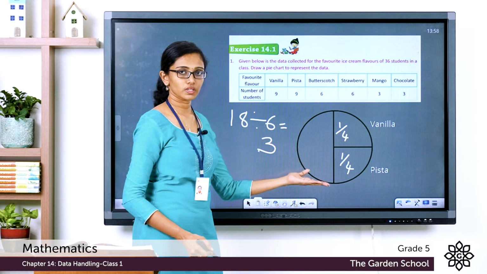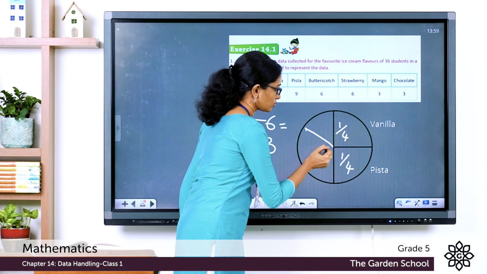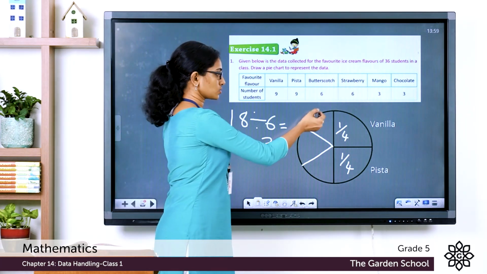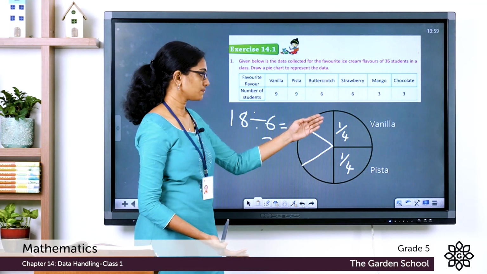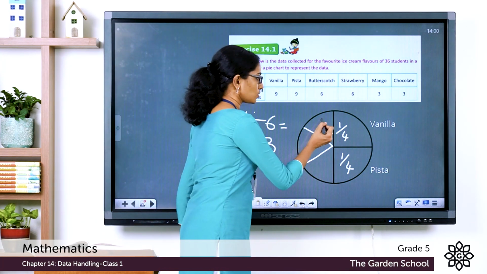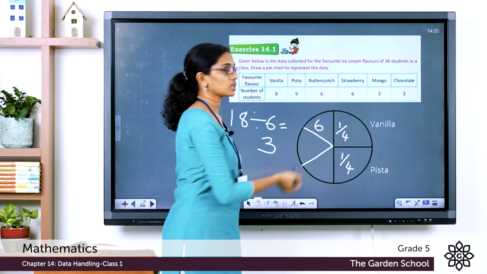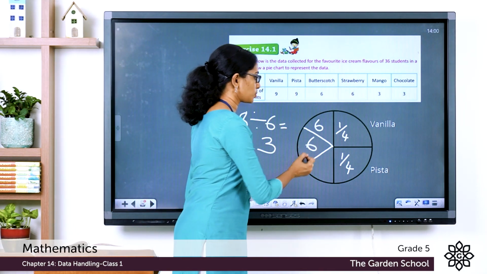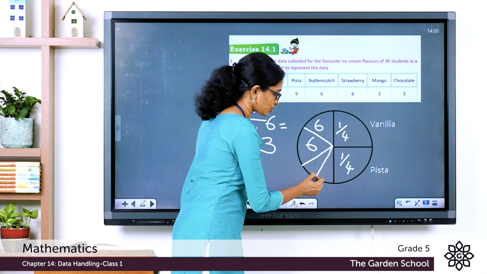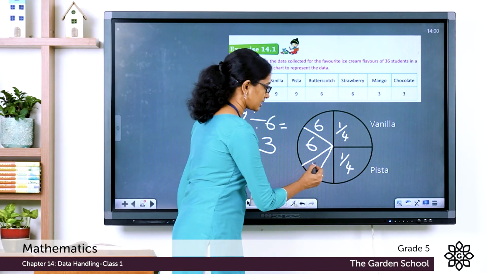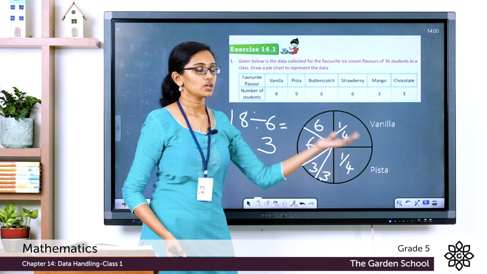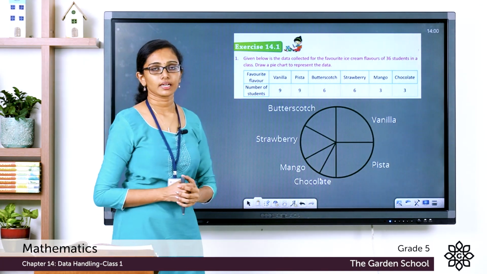So the other half of the circle, I'm going to divide that into 3 roughly equal slices. So this half represents 18 students. We divided that into 3 groups and each group will have 6 students each. So this 6 will be the 6 that like butterscotch, and the next 6 will be the 6 that like strawberry, and then the remaining 6 is again divided into 2, that is 3 and 3, and this 3 will like mango and the other 3 are the students who like chocolate. So your pie chart will look something like this.